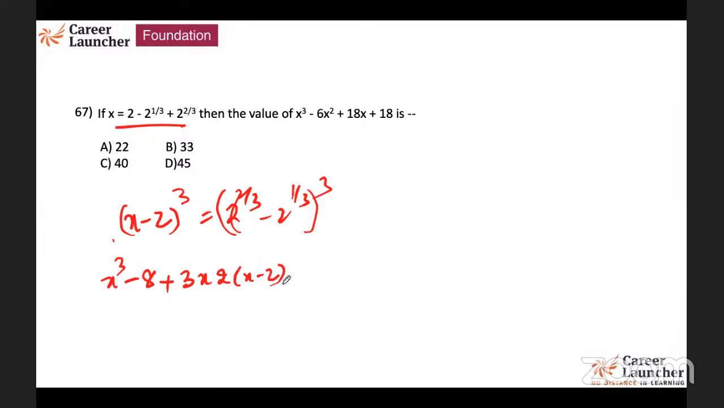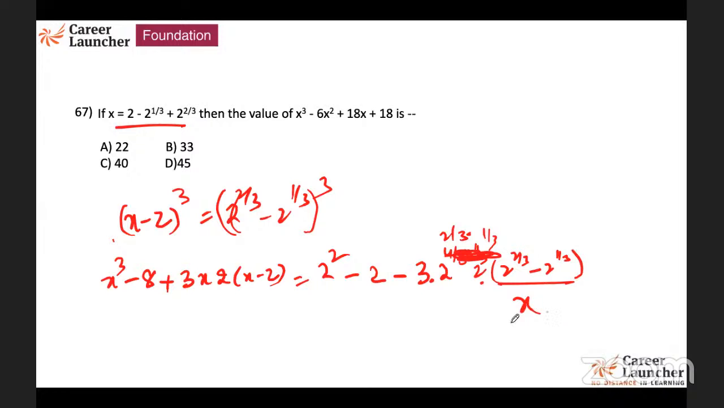3ab into a minus b, is equal to 2 cube, again 2 square I'll get, minus 2, this is 2, minus 3 into 2 to the power 4 by 3 into 1 by 3. I can get that same thing as 3 into 2 to the power 2 by 3 into 2 to the power 1 by 3 into 2 to the power 2 by 3 minus 2 to the power 1 by 3. Here, this is nothing but x again.